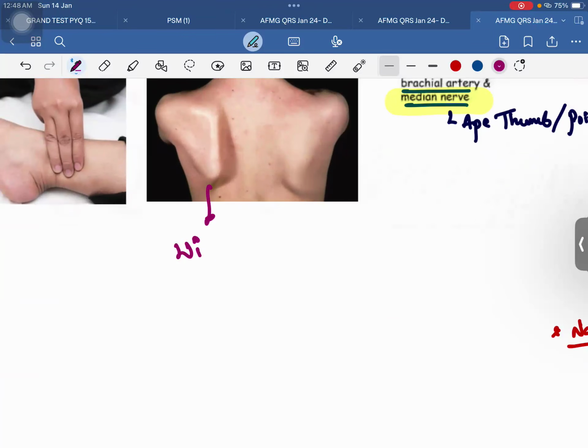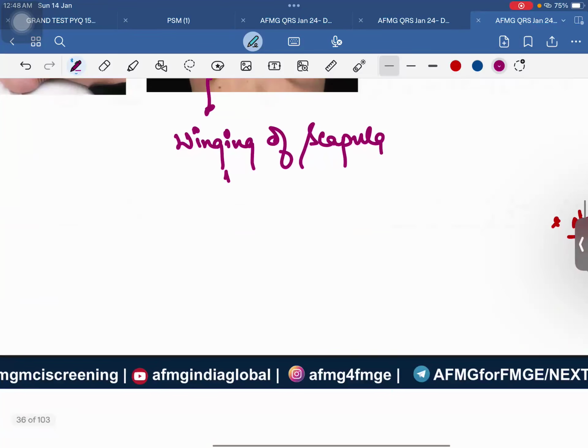Next important, what is this deformity called? This deformity, beta, is known as the winging of scapula. And we know that winging of scapula is due to damage to which nerve? It is due to damage to the long thoracic nerve. This long thoracic nerve is also known as the nerve of Bell.